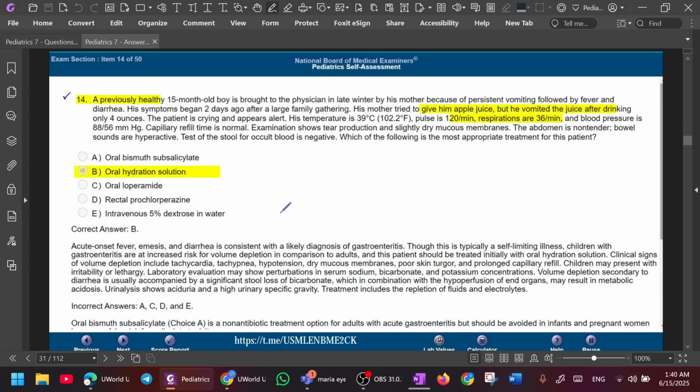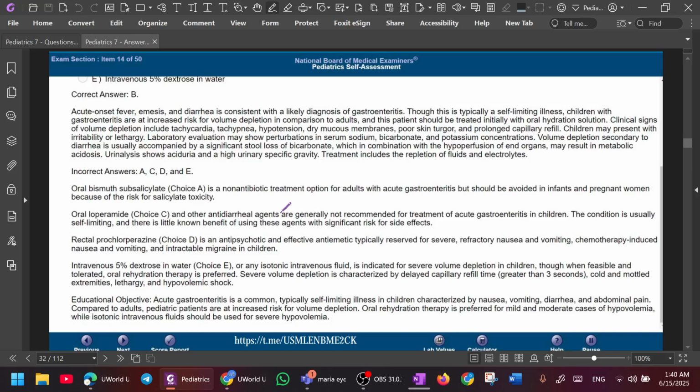It is not oral bismuth subsalicylate. It is a non-antibiotic treatment option for adults with acute gastroenteritis, but should be avoided in children and pregnant women because of the risk of salicylate toxicity. Oral loperamide and other antidiarrheals are generally not recommended for treatment of acute gastroenteritis in children. The condition is usually self-limiting, and there is little known effect of this agent.